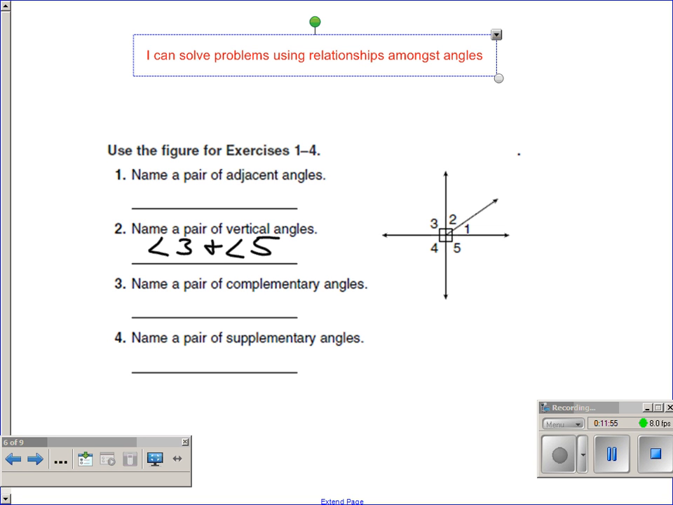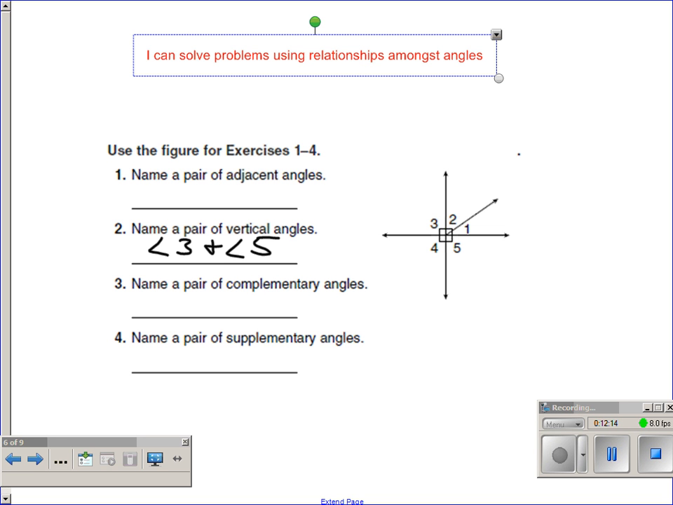Everybody see that symbol that we use for angle? Angle 3 and angle 5 are vertical angles. And vertical angles are the same. Anybody know the measure of angle 3 and the measure of angle 5? Yeah, 90 degrees.